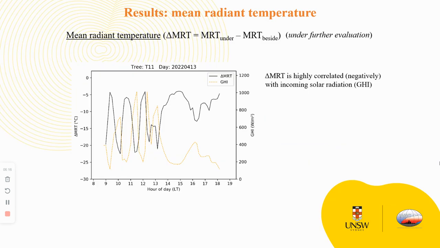The MRT that we calculated is inversely proportional to the radiation. Where radiation is high, under the tree you get the biggest difference from shade in reduction of MRT. And the converse is true. If the radiation is low, then your reduction of MRT is smaller, as expected.